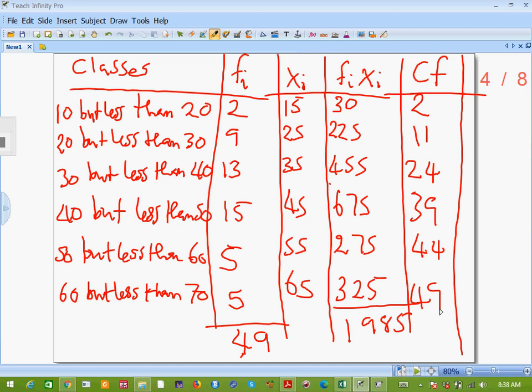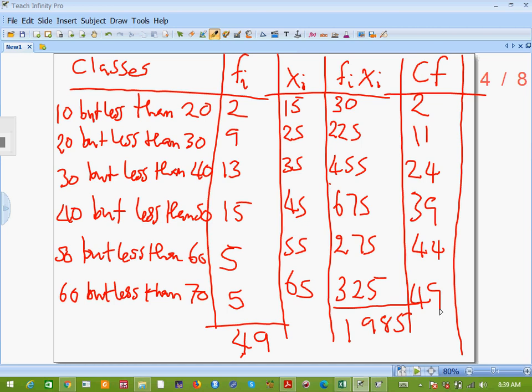So first identify your median class. Divide your n by 2 and round it off. Our value was 24.5, round it off, it became 25. So you now find where that value would fall using the cumulative frequencies.